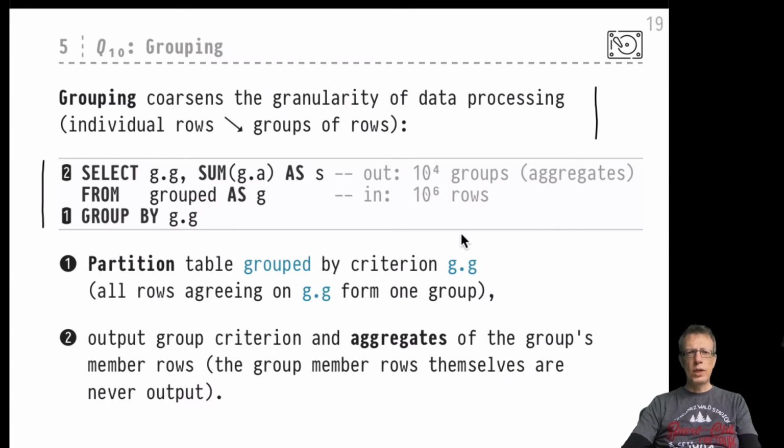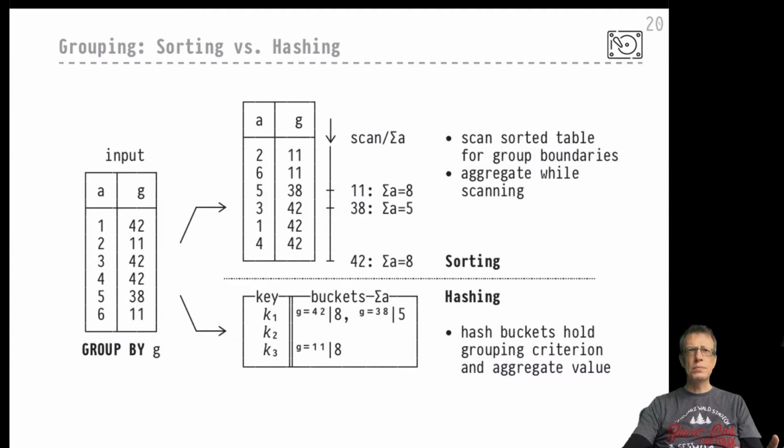And as I already mentioned, there are at least two ways in which we can implement grouping inside a relational database system. You will find both ways implemented in virtually all systems out there. Also, PostgreSQL implements both methods. So let's have a quick look at both alternatives here.